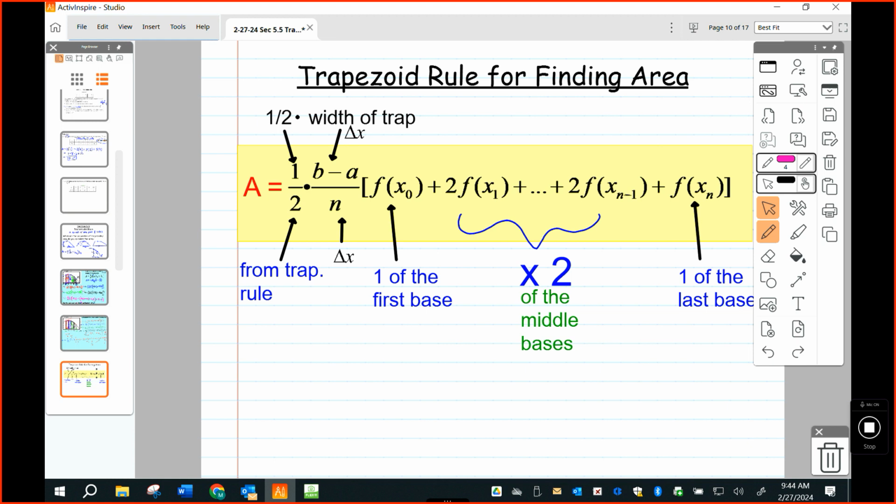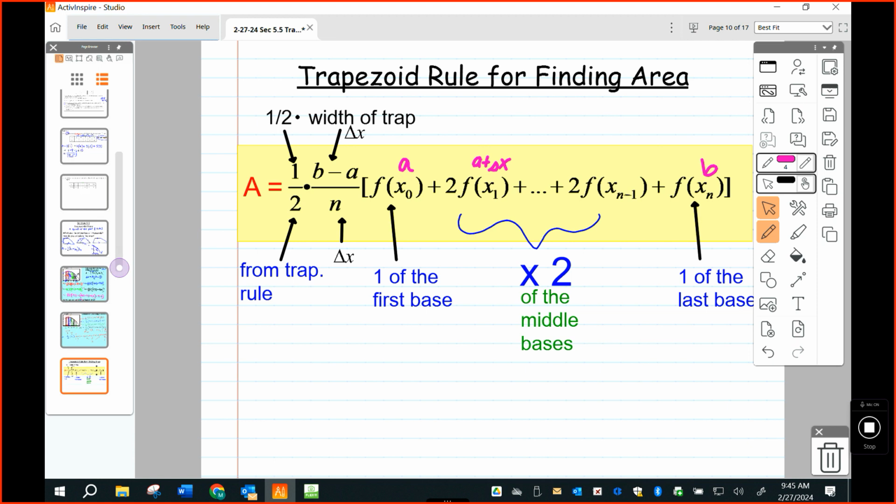So right here, I could also write f of what? What's my first x value on my interval? 2. For any interval, this would be f of a. What would this be? This is f of b. And then right here you have 2 of every base in the middle. Like this x would be a plus delta x, whatever that is. And then you keep adding your delta x until you get all the way to b. But if you want, you can list the 2 separately, or you can factor the 2's out of all of them. Okay? All right, here we go.